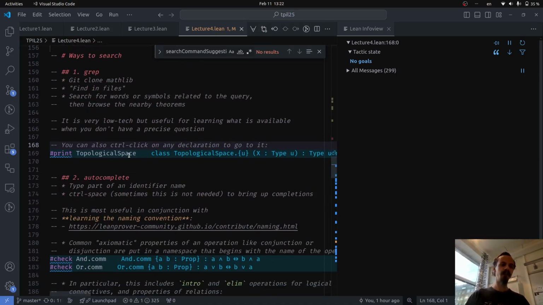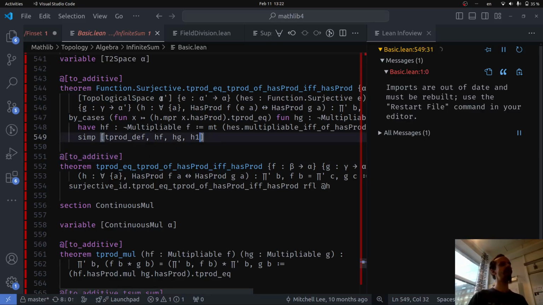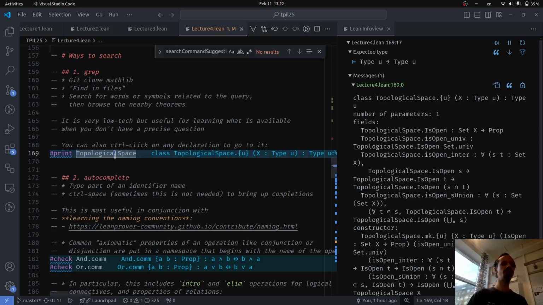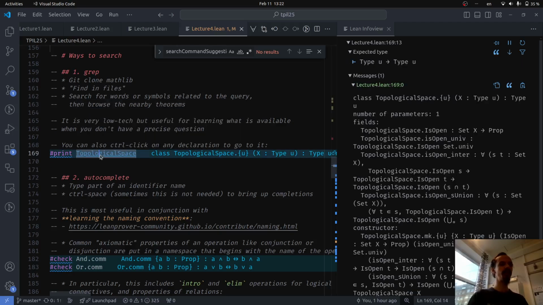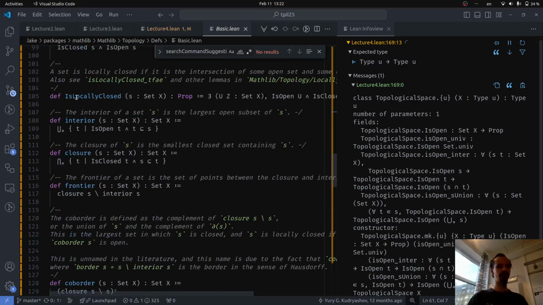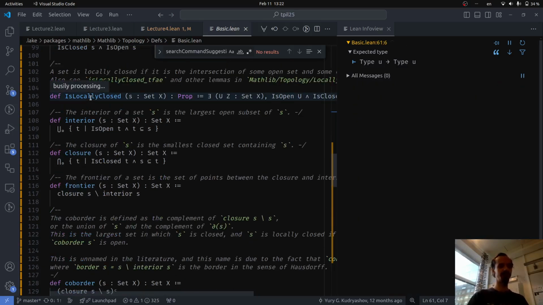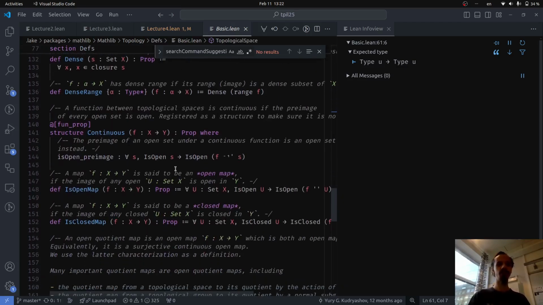Another way to start, instead of just picking a random file and looking around in it, is that if you have one definition, you can pull the thread by control-clicking on it, and then it takes you to the definition, and now you can look around: what else has been done? Oh, locally closed, interesting. Interior, interesting. So this gives you a way to navigate.